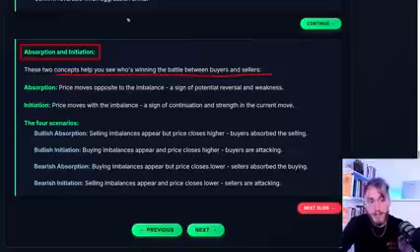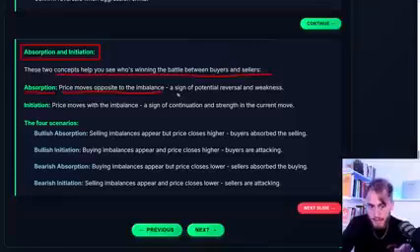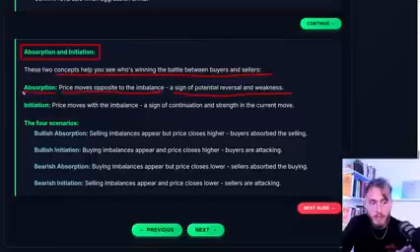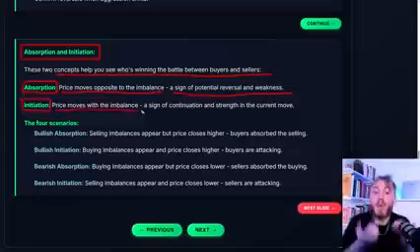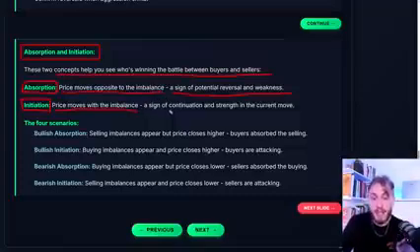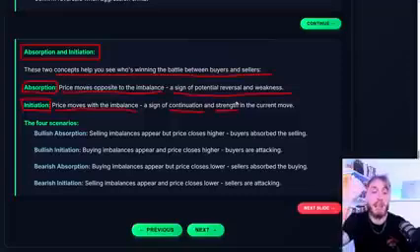First of all, we have absorption. This is when the price moves in the opposite direction of the imbalance, and this is a sign of a potential reversal. You can write this down in your notebook: absorption means reversal or weakness. Then we have initiation. This is when the price moves in the same direction as the imbalance, and this is a sign of continuation and strength. So absorption, weakness; initiation, strength. Make sure to write this down.